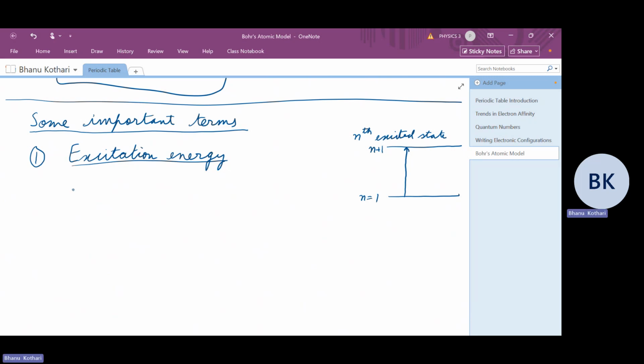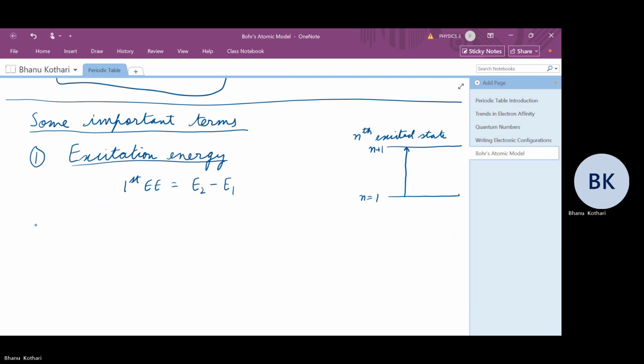What will be the first excitation energy? The first excited state is n equal to 2, so it will be E2 minus E1. To excite an electron from the ground state to the first excited state, which is n equal to 2, that will be the first excitation energy. You can calculate this.